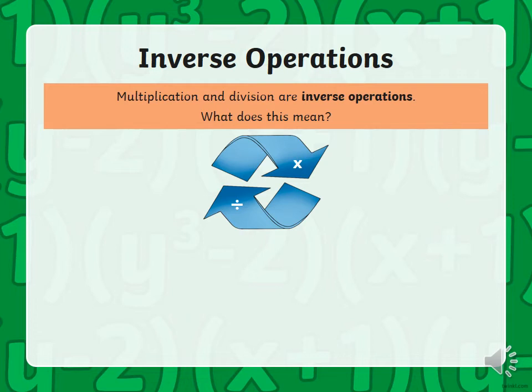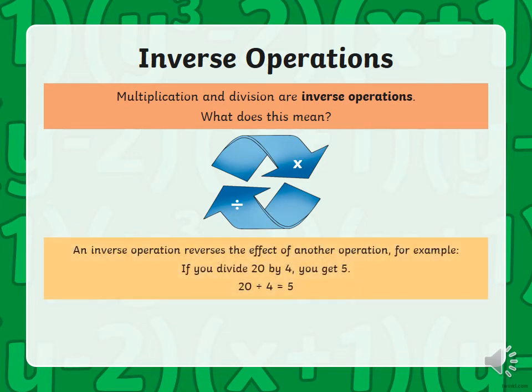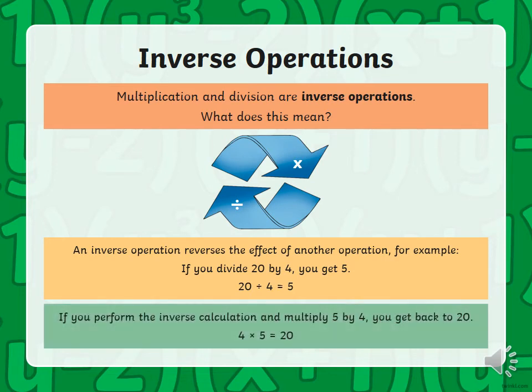What does this mean? Can you pause the video for yourself for a minute and just write down in a sentence or two, what do you think inverse operations mean? An inverse operation reverses the effect of another operation. For example, if you divide 20 by 4, you get 5. 20 divided by 4 equals 5. If you perform the inverse calculation and you multiply 5 by 4, you get back to 20. 4 times 5 equals 20.